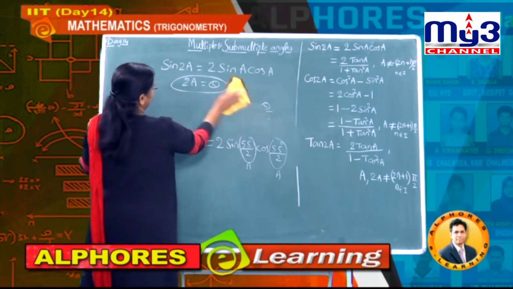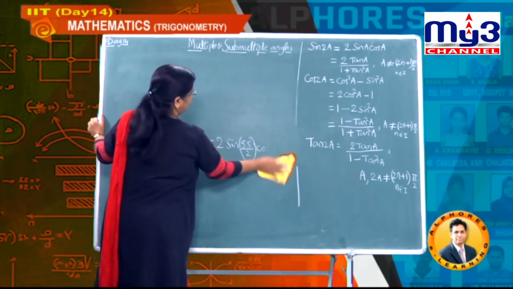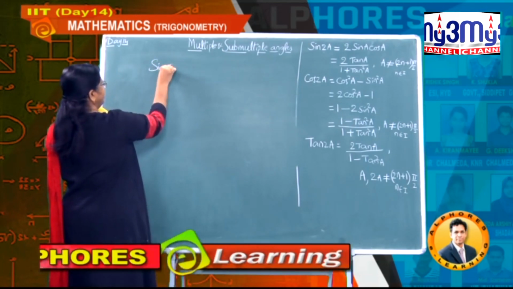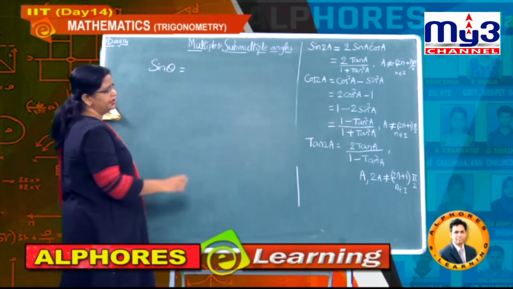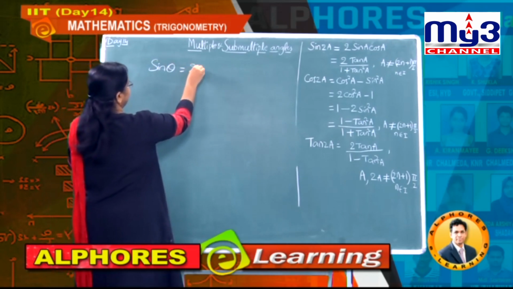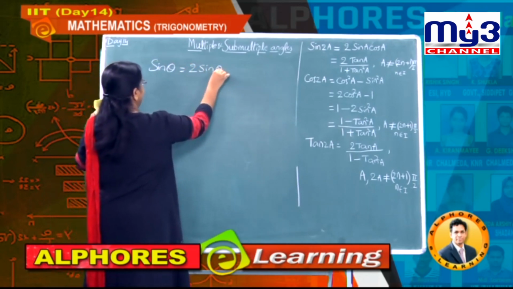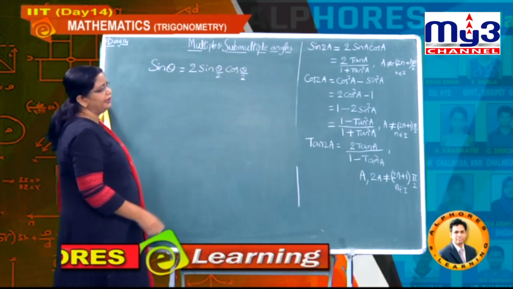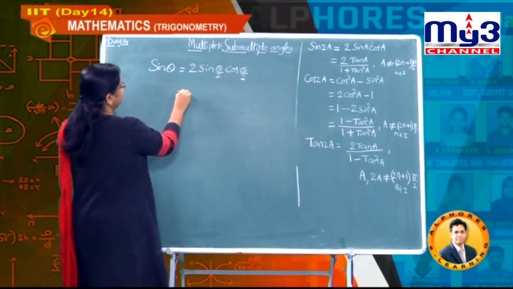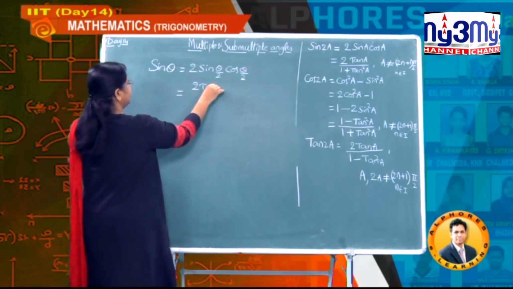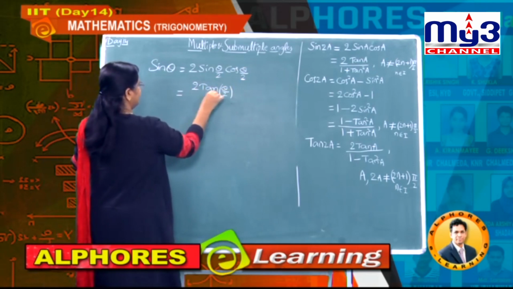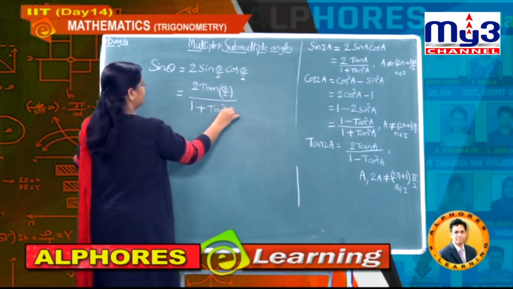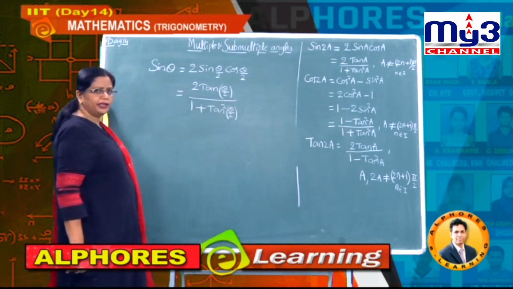So in this way, what about our submultiple formulae? First one is sin theta. I am writing in terms of theta, just to avoid the confusion. So this is 2 sin theta by 2 cos theta by 2 for all values of the domain. And next, in the same way, this is 2 tan theta by 2 divided by 1 plus tan square theta by 2 under the domain conditions.